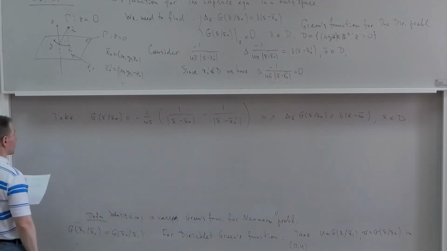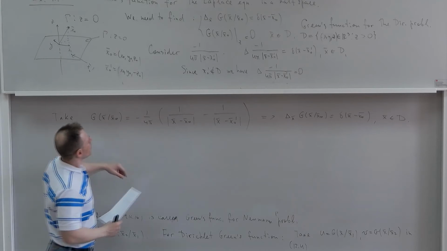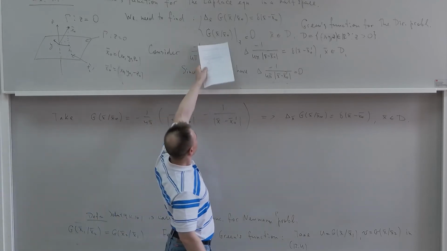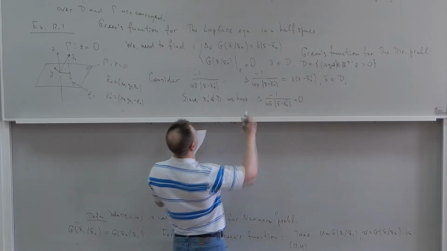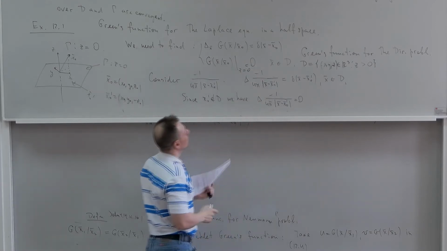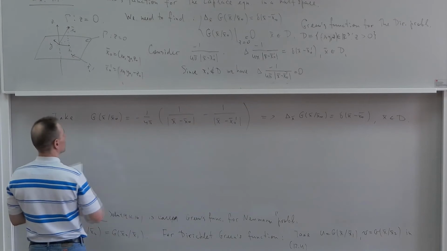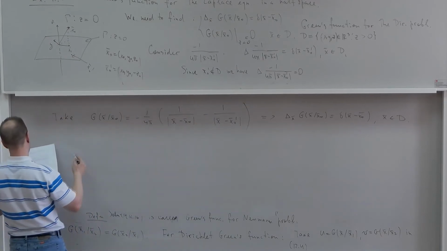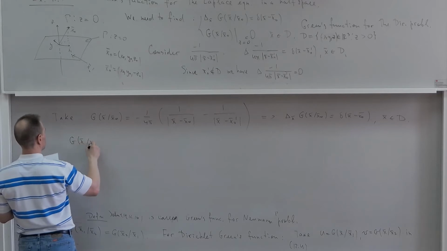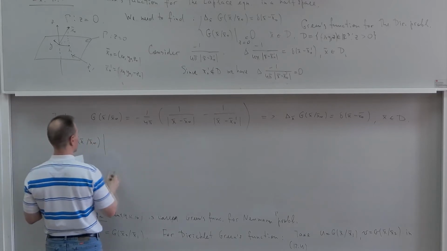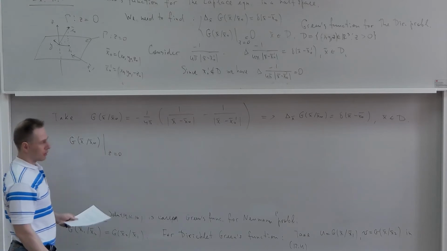And let us check that this function satisfies the second condition, that it is equal to 0. It satisfies the second condition. We consider the points at z equal to 0.